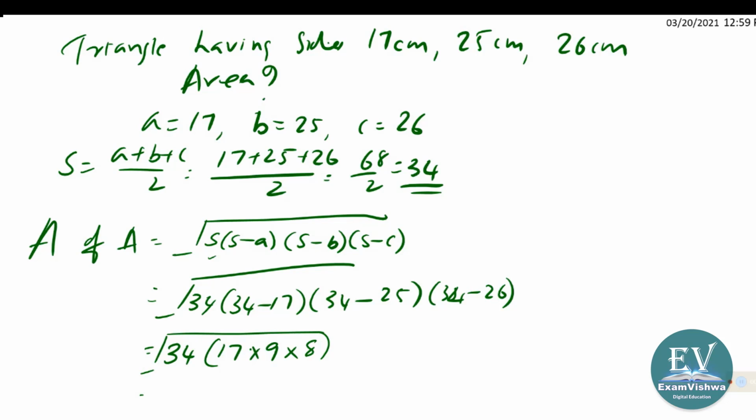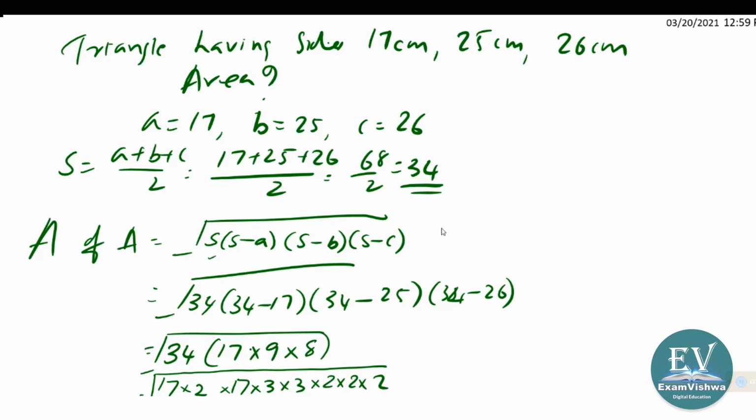Sometimes luckily it will be easy for you, sometimes difficult. Here it is 34, 17, 9 and 8. 34 can be written as 17 into 2, and we are having one more 17 into 2. 17 into 9 can be written as 3 into 3. So we are having two sets of 17, two sets of 3. Then 8 can be written as 2 into 2 into 2. This way, if you split that, you may find it easy to solve. Very rarely you will get this kind of easy solution.